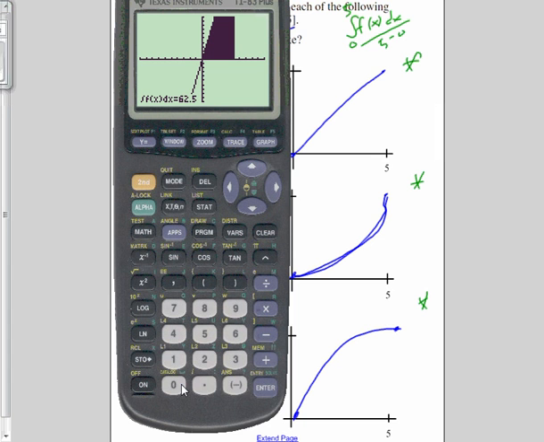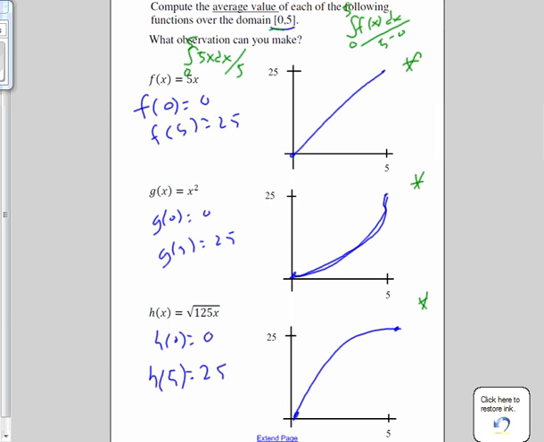So the average value then for my first function, which I had here, the y average would be 62 and a half over 5.